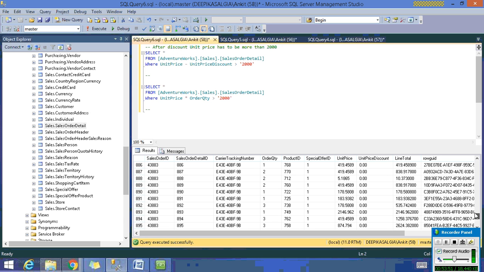So if I go down, there are some, so see, there is one record I see. So is this record greater than 2000? Yes. Is there a discount? Yes. So I only want to see those records where a discount is given and it's greater than 2000. How do you write a query?